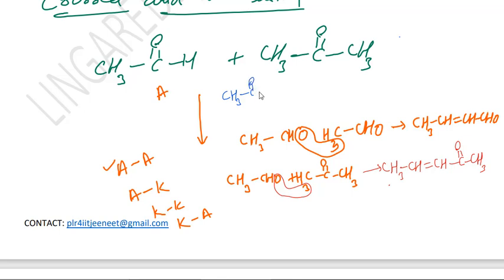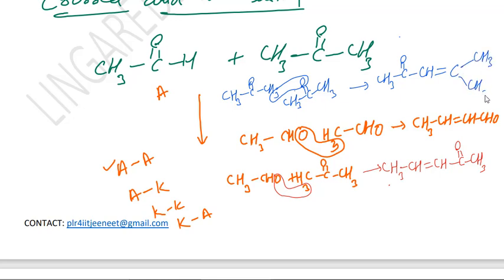CH3 C double bond O CH3, and again one more ketone, CH3 C double bond O CH3. Now just remove the water molecule here, ketone plus ketone. So what is the product here? CH3 C double bond CH, double bond, and this middle carbon has 2 methyl groups. Okay, it is completely different. You can see here, none of the others is like that.